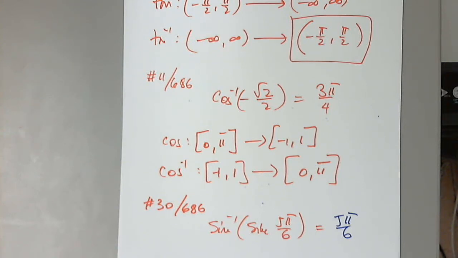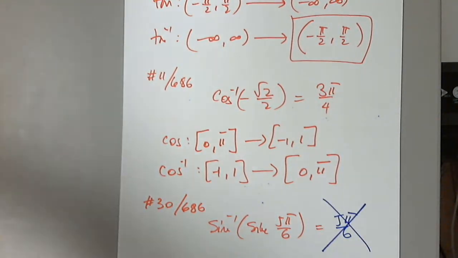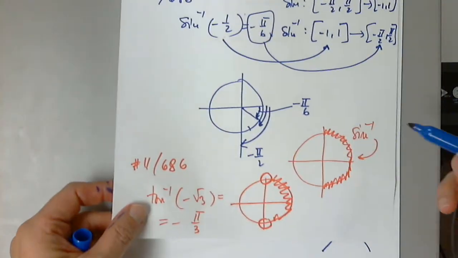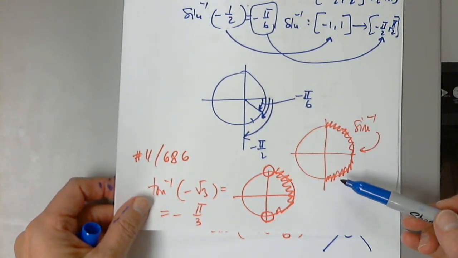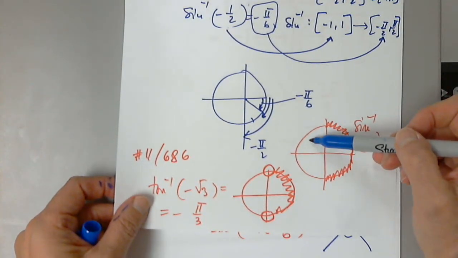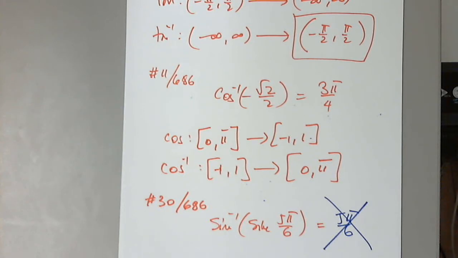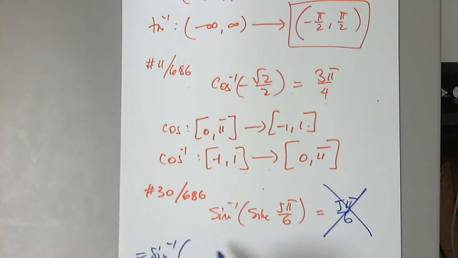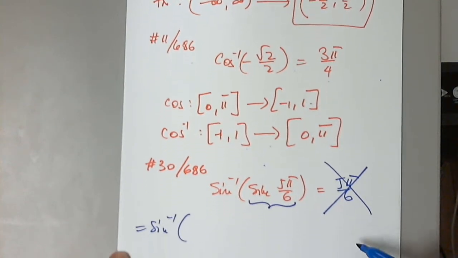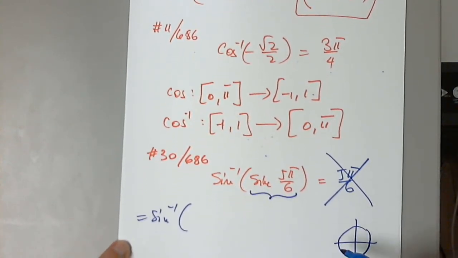Not so fast. In this particular case, I cannot use the property of inverse functions. Why? Because 5 pi over 6 is not in the fourth or the first quadrant. It's an angle here. Can I still determine this? Yes, I can. So I will say sine inverse of, I have to find this number. As you said, it is indeed in the second quadrant.